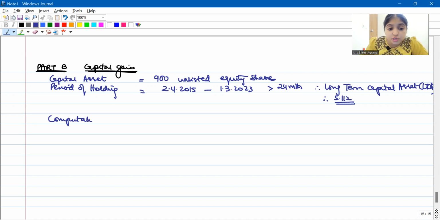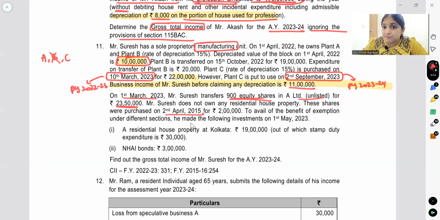Now, under the computation part, what is our first step? Our first step will be the full value consideration. For how much did we sell away the shares? We sold the shares for 23,50,000.